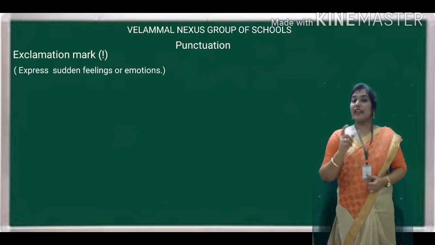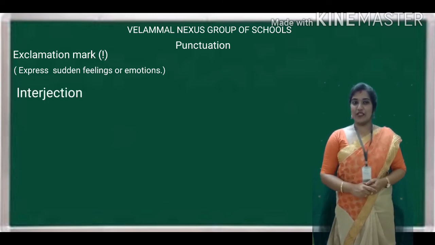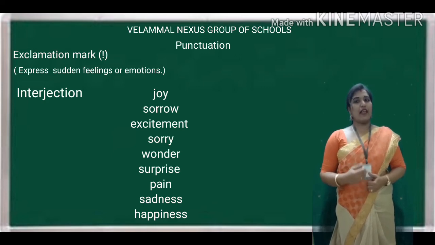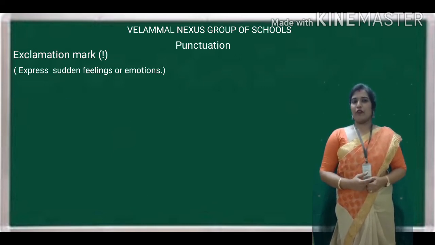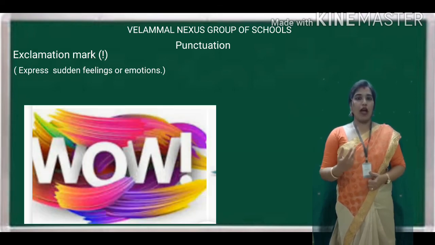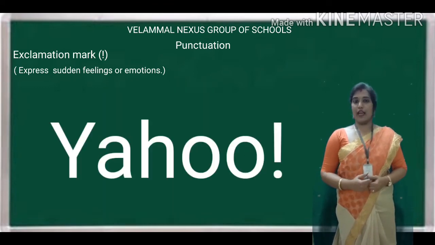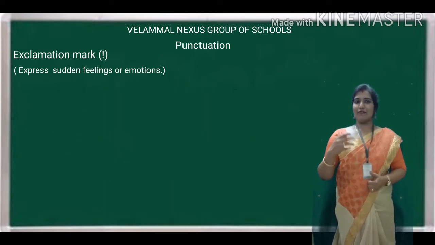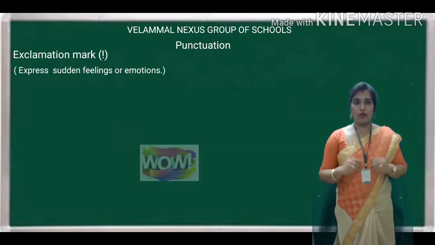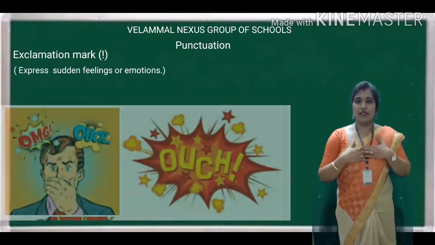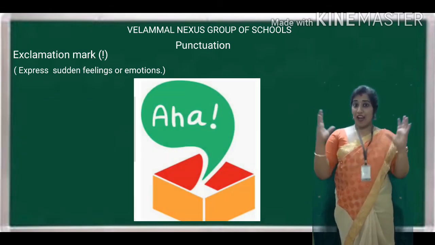What is that? Interjection. What is called interjections? It expresses emotions of joy, sorrow, excitement, wonder, surprise, pain, sadness, happiness, and so on. For example, oh, wow, hooray, oops, ouch, aha, yahoo, like that. Okay, so you have to come out with the expressions. Oh, wow, hooray, oops, ouch, aha, like that.